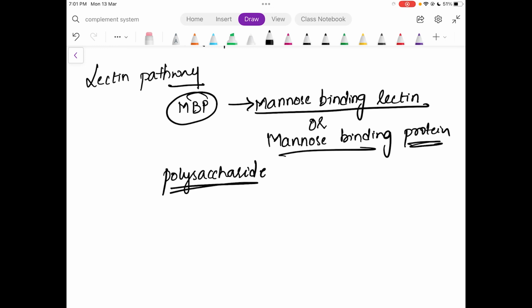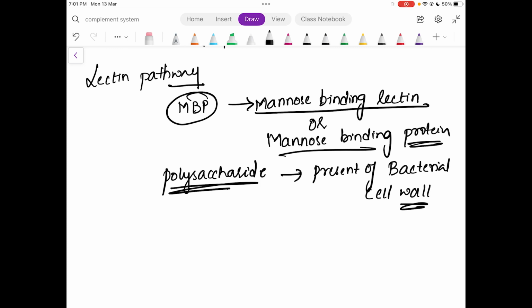Where do you see this polysaccharide? It is present on the bacterial cell wall. Normally bacteria will contain lipopolysaccharide, which is lipid and polysaccharide. In that polysaccharide, if mannose is the major content, this mannose binding protein will bind with that polysaccharide, with that mannose.